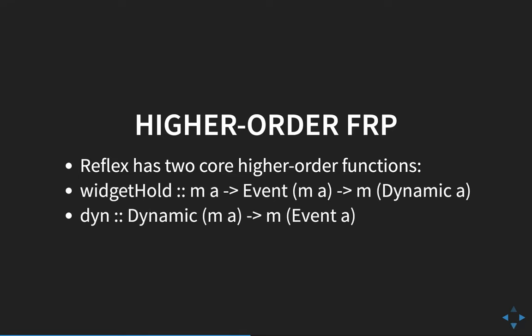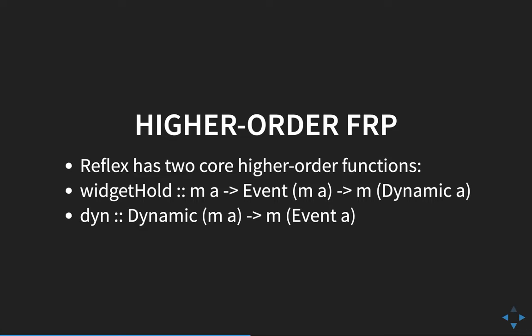So Reflex has two functions, widgetHold and dyn. Widget hold, you should recognize this pattern. It's the same pattern that we saw with hold and holdDyn. You take an initial value, in this case, it's an m a, and an event of that same type, an event m a, and it gives you back an m (Dynamic a). It is exactly the same pattern, except instead of being a's, we're working with m a's. And so we're holding a widget. And we get back this dynamic with the M moved out.